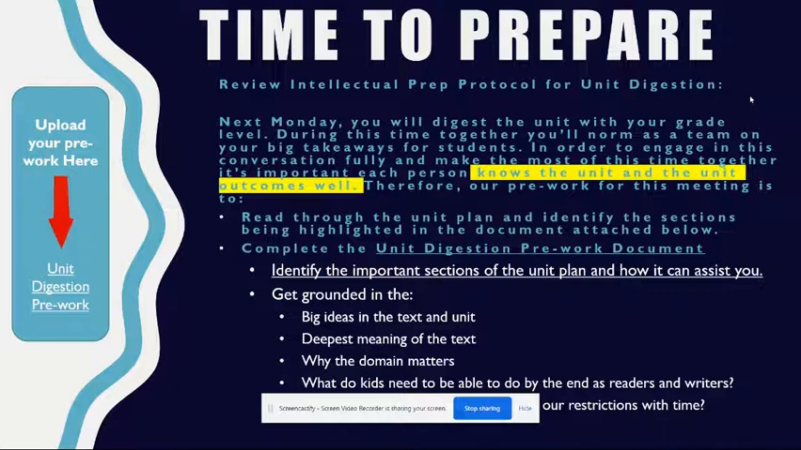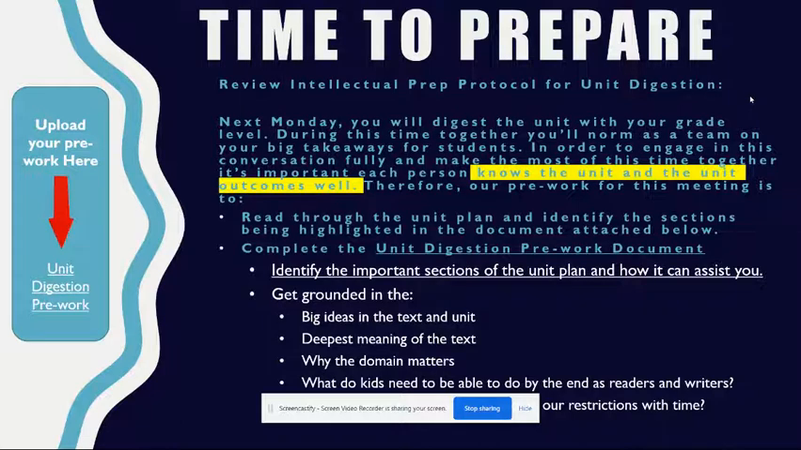All right, guys, time to prepare. So this is what I was kind of referencing at the start of this. You're going to review your intellectual prep protocol for unit digestion. Next Monday, you will digest your unit with your grade level. We're going to be across campus. So if I'm fourth grade at AMC, you're going to be with fourth grade people from BMC and EMC as well. That way you're able to come as a team and norm on your big takeaways for students. Okay. You'll be able to engage in conversation, really digging deep into what we know about the unit and what we want to be our outcomes.